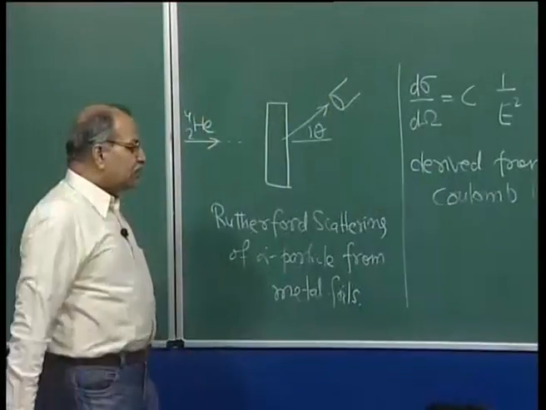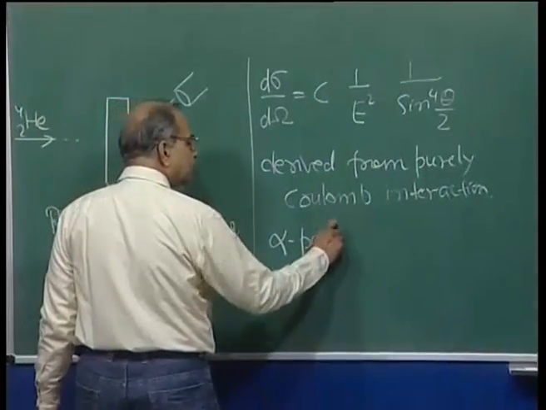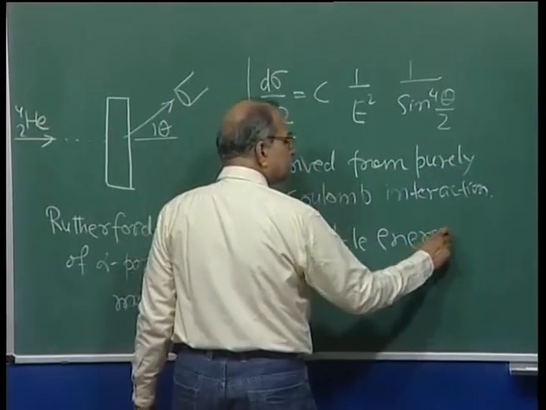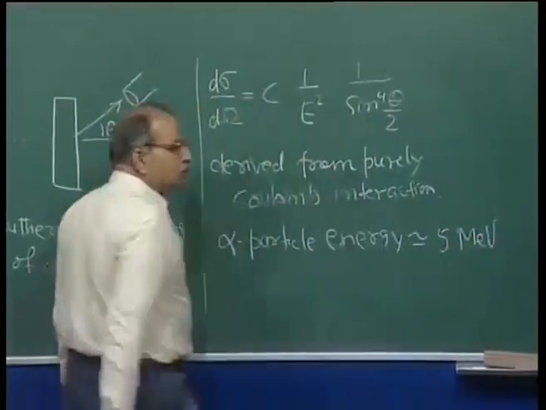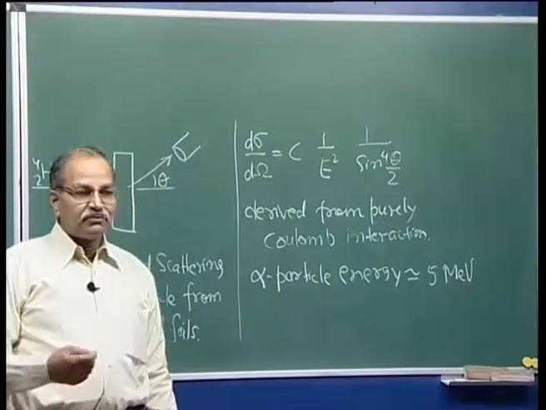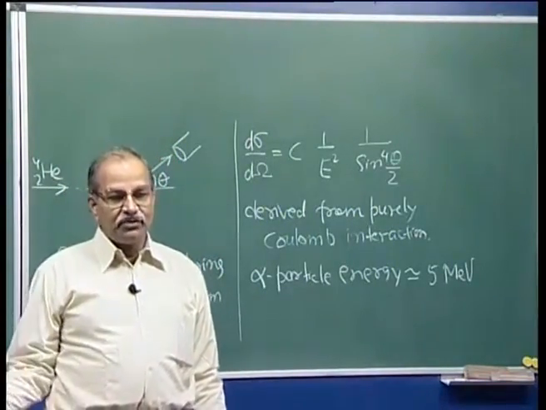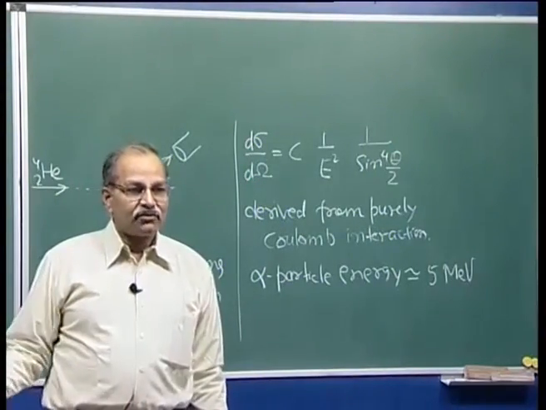Now, the alpha particle energy that was used in the original Geiger-Marsden experiment was around say 5 MeV. We used a natural radioactive source, and from natural radioactive sources, when alpha particles come out, the energies are of the order of 4 to 8 mega electron volts.